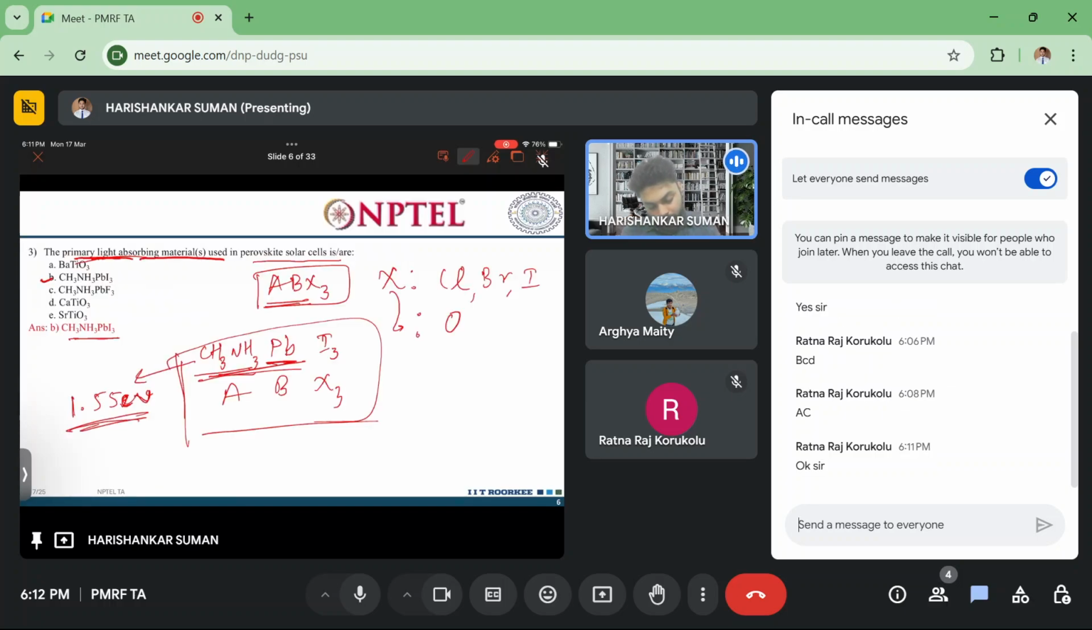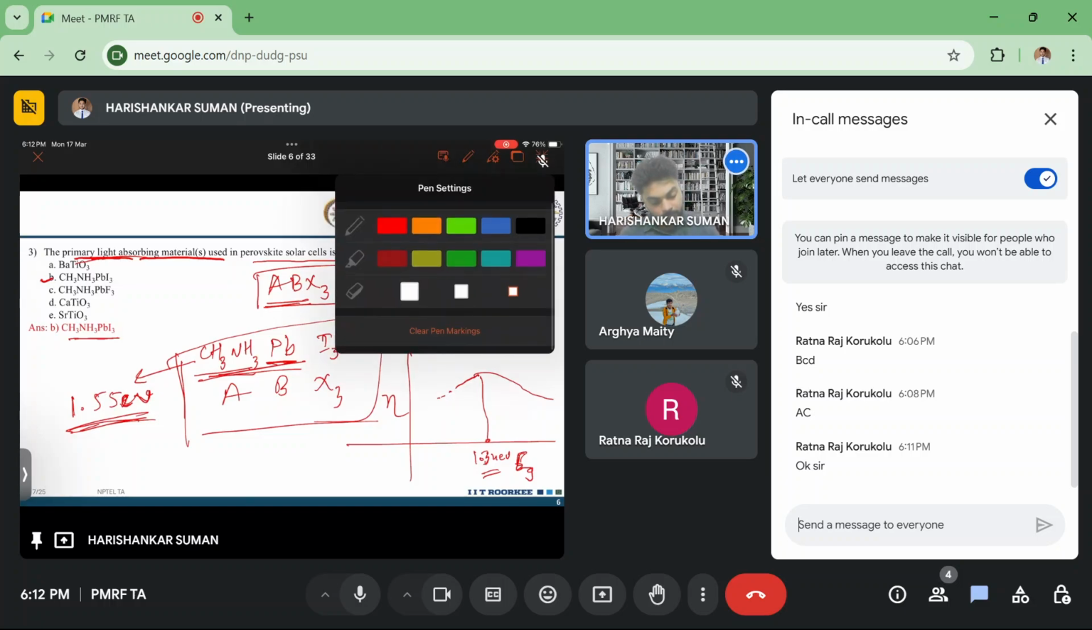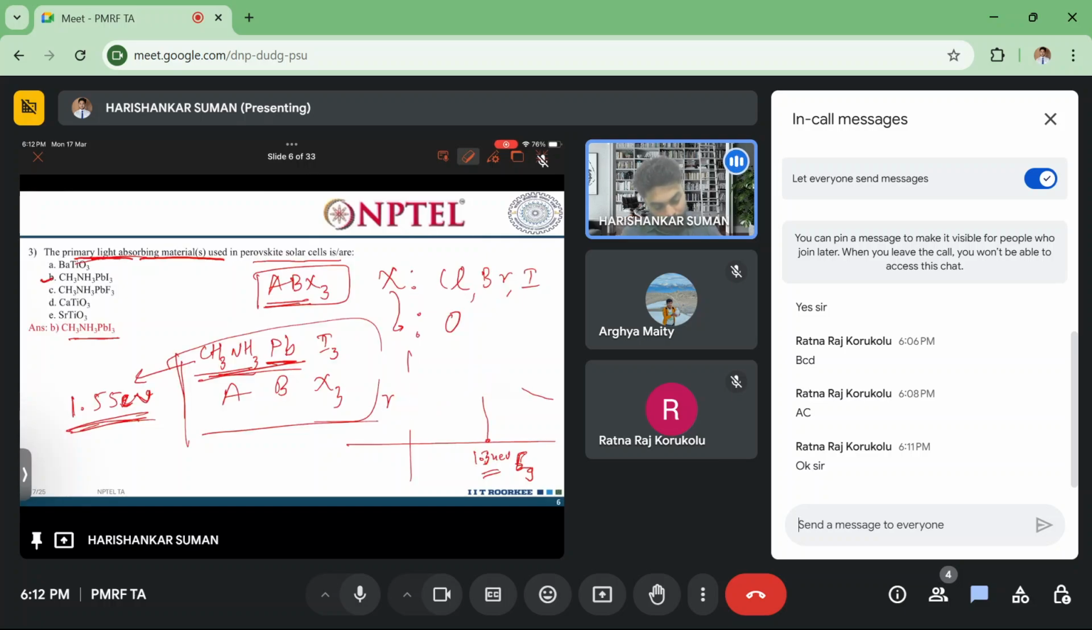A perovskite material should have a band gap near the optimum. We know the band gap versus efficiency chart. The maximum is around 1.34 eV, so nearest to that on the efficiency chart. If a material is closer to the optimum band gap, it is better for any solar cell, a good solar cell, because it gives maximum efficiency.